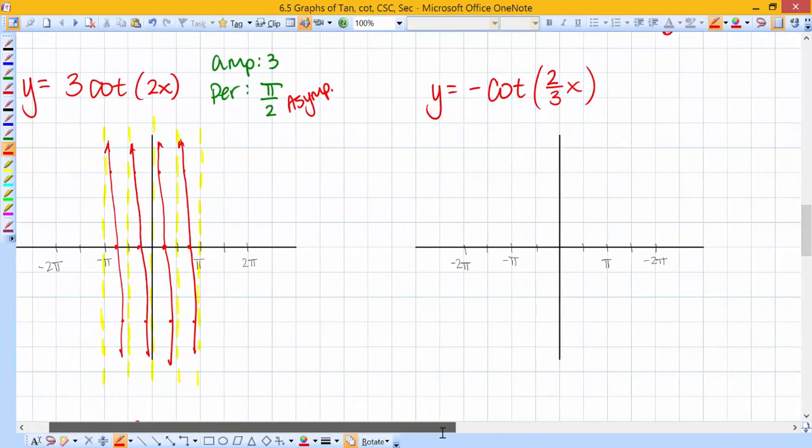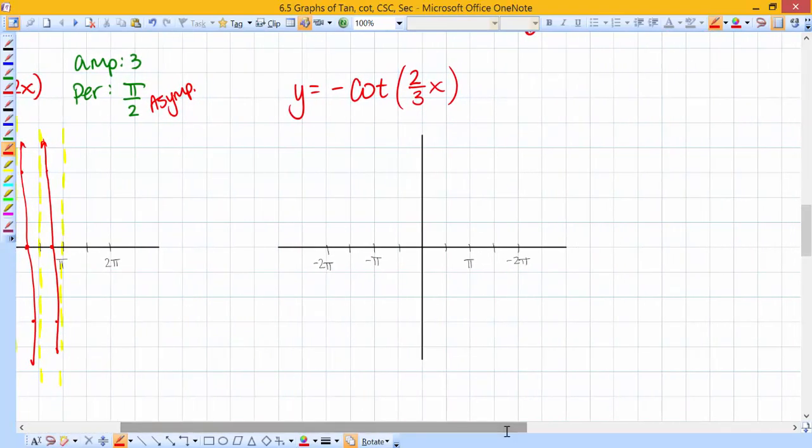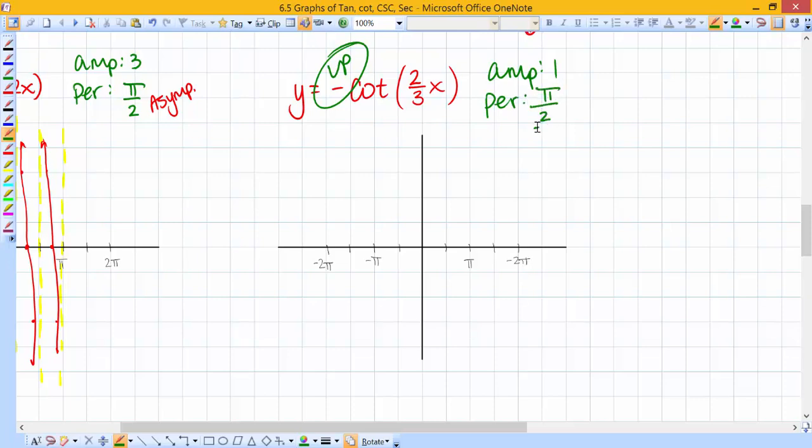All right, let's look at this last cotangent. Amplitude is 1. That negative, don't forget, it's going to tell your graph, is not going to go down this time. Your graph is actually going to go up. Be careful. Period. Pi over 2/3. Flip and multiply. So this is pi times 3 over 2. So we have 3 pi over 2. There's your period. So I start with an asymptote at 0.